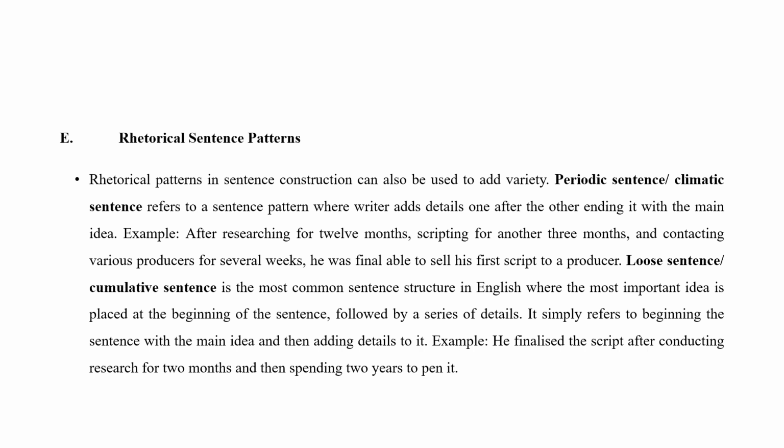Loose sentence or cumulative sentence is the most common sentence structure in English, where the important idea is placed at the beginning of the sentence, followed by a series of details. It simply refers to beginning the sentence with the main idea, then adding details to it. For example, he finished his script after conducting research for 2 months and then spending 2 years to pen it.